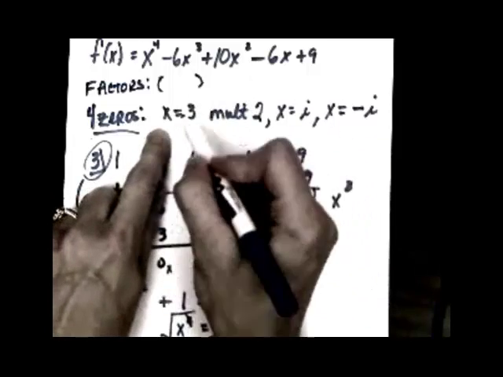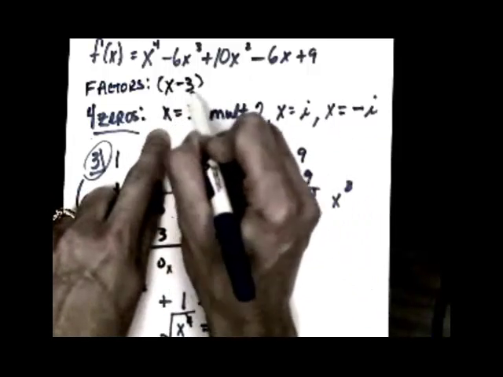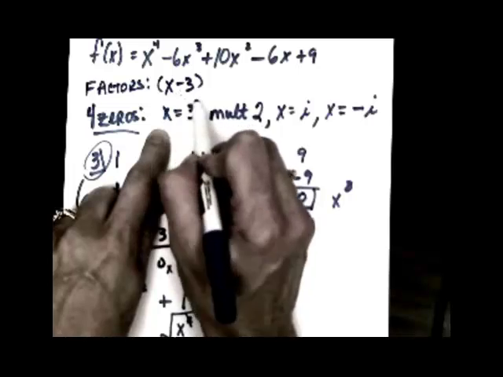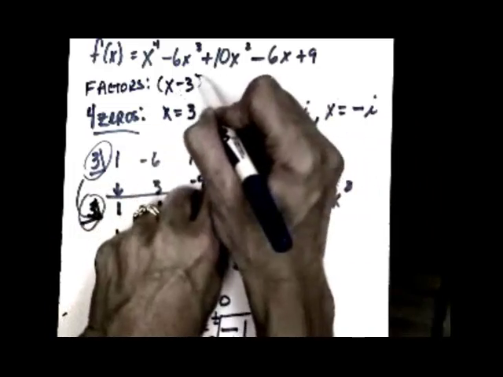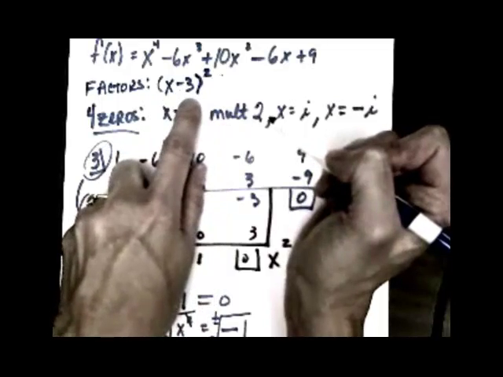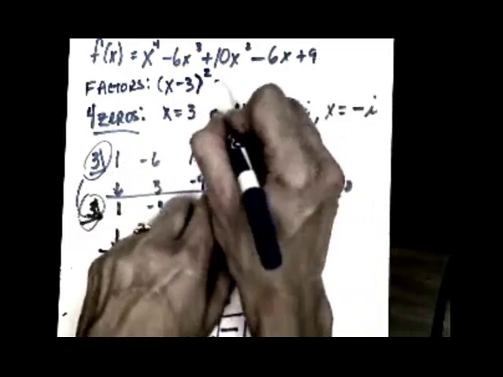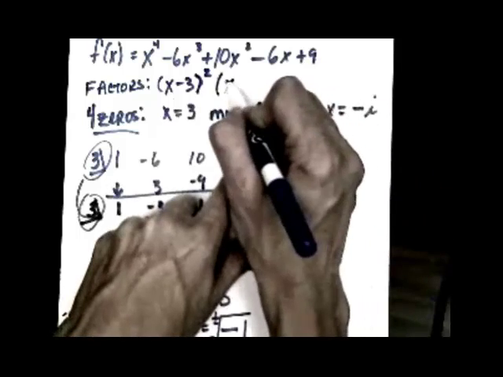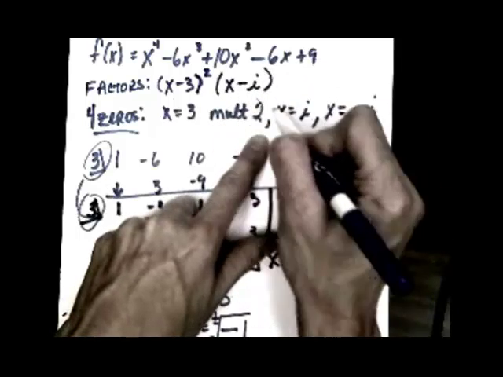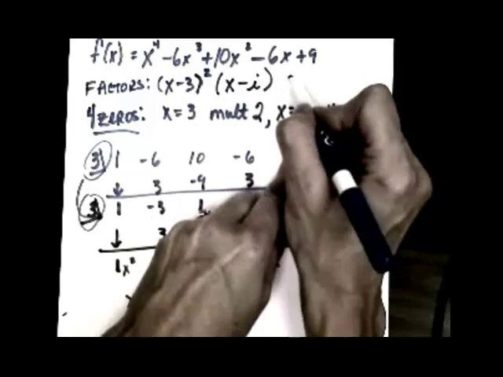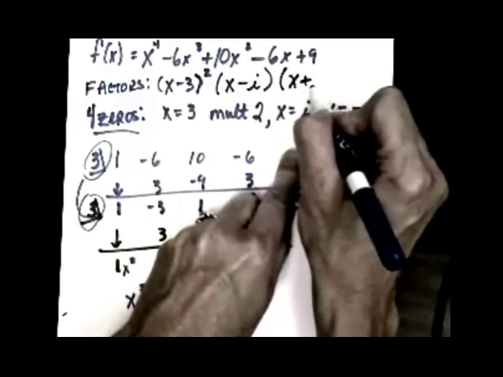Now, as far as the factors for this, when you're factoring a function, your factors are directly from the zeros. X equals 3 comes from a factor of x minus 3. Set this equal to 0, you get x equals 3. The multiplicity of 2 means that I square that. It means that I actually have 2 of those factors, both equaling 0. X equals i comes from a factor of x minus i. Set it equal to 0, x equals i. X equals negative i comes from a factor of x plus i.